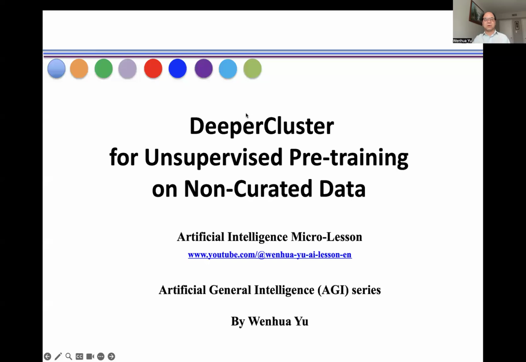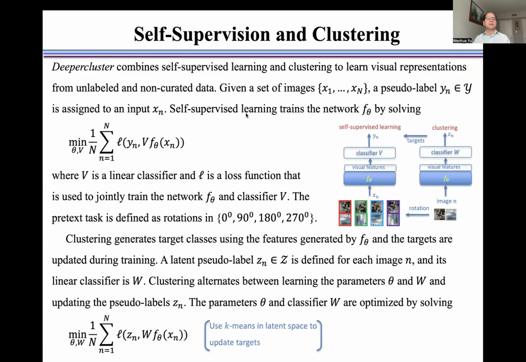In this video, I introduce DeeperCluster for unsupervised pre-training on non-curated data. DeeperCluster combines self-supervised learning and clustering to learn visual representations from unlabeled and non-curated data. Given a set of images from x1 to xn, a pseudo-label yn is assigned to input xn.